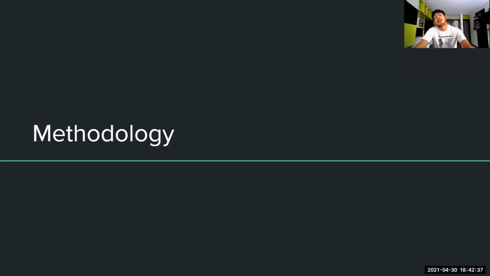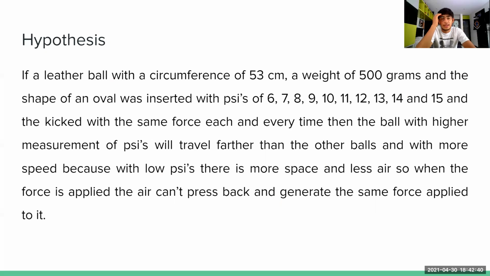Next, we have the methodology. So my hypothesis is if a leather ball with a circumference of 53 centimeters, a weight of 500 grams, and the shape of an oval was inserted with PSIs of 6, 7, 8, 9, 10, 11, 12, 13, 14, and 15, and then kicked with the same force each and every time, then the ball with higher measurement of PSIs will travel farther than the other balls and with more speed, because with low PSIs there is more space and less air, so when the force is applied the air can't press back and generate the same force applied to it.